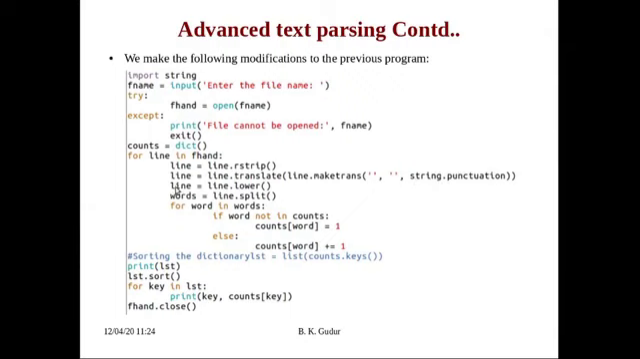Now line is equal to line dot lower, so we converted the whole line to lowercase. Words is equal to line dot split. Whatever line has been read will be split using a space as the delimiter, and stored in a list called words. For every word in words, if word not in counts, as usual like before, initialize it by adding it with a count of 1. If it is there, increment the count. Later, as usual, sort the list and print.